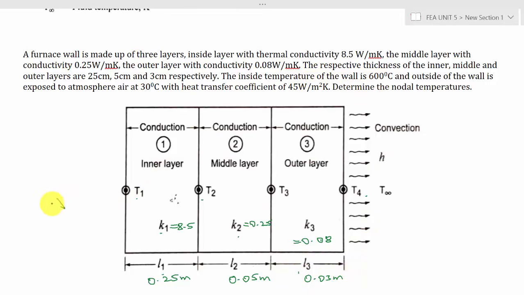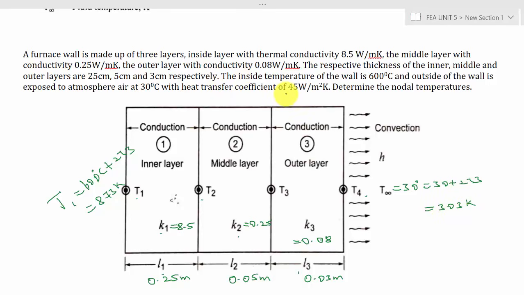The inside temperature of the wall is 600 degrees Celsius. That is T1 is equal to 600 degrees Celsius. I am going to convert it into Kelvin, so I am going to add 273. So I will get 873 Kelvin. And outside of the wall is exposed to atmospheric air at 30 degrees Celsius. So T alpha is equal to 30 plus 273, that is equal to 303 Kelvin.